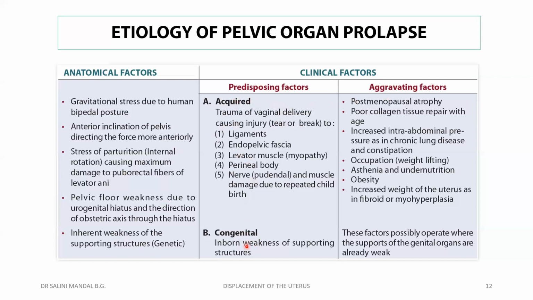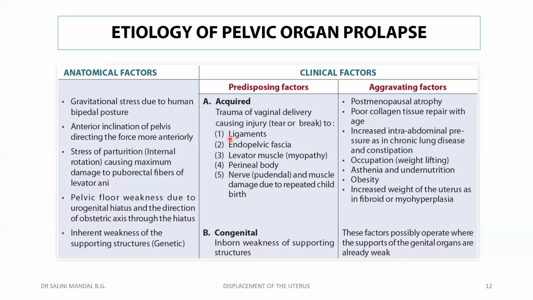Now, in the acquired one, vaginal delivery with the consequent injury to the supporting structures is the most important acquired predisposing factor. I repeat, vaginal delivery with consequent injury to the supporting structures is the single most important acquired predisposing factor.